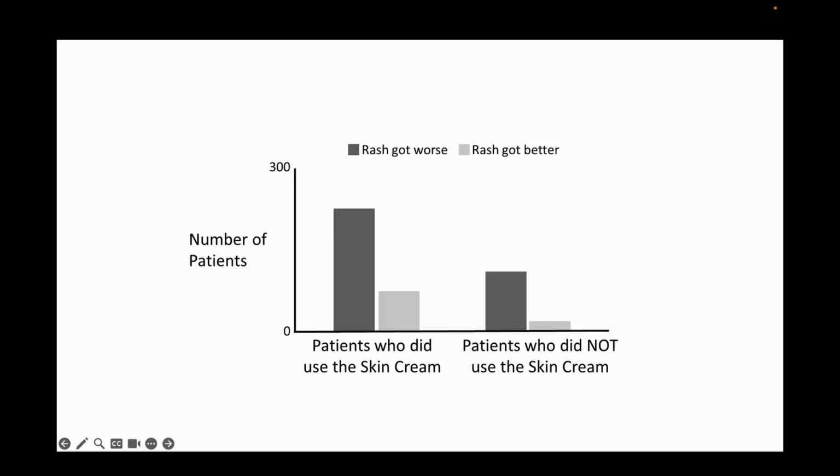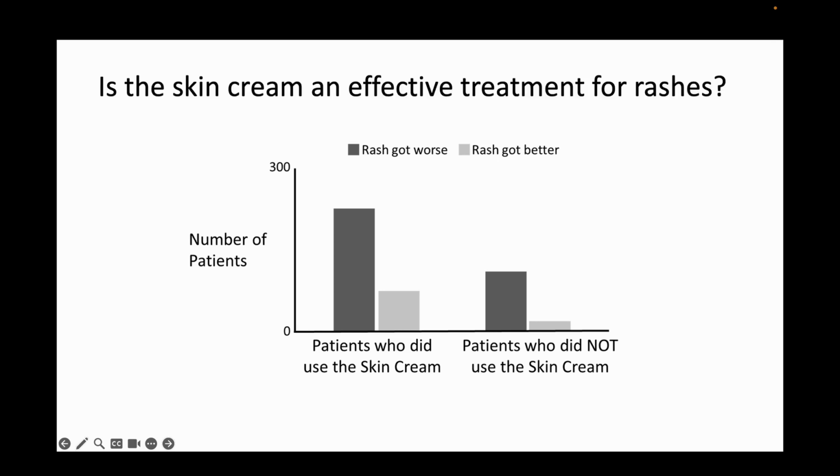Okay, here goes. This bar chart shows the test result of a skin cream for treating rashes. The y-axis shows the number of patients involved in the test. The darker gray represents the people whose rash got worse, and the lighter gray represents the people whose rash got better. You can see how they are distributed for patients who did use the skin cream on the left and for patients who did not use the skin cream on the right. Your task is to solve this question. Is the skin cream an effective treatment for rashes?